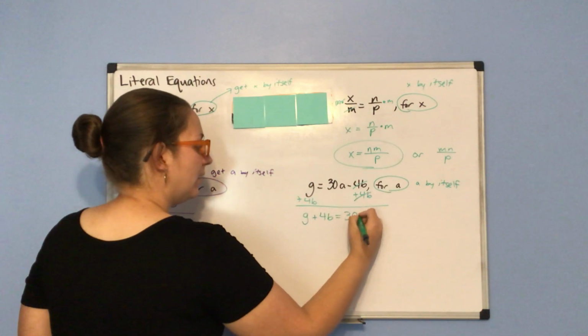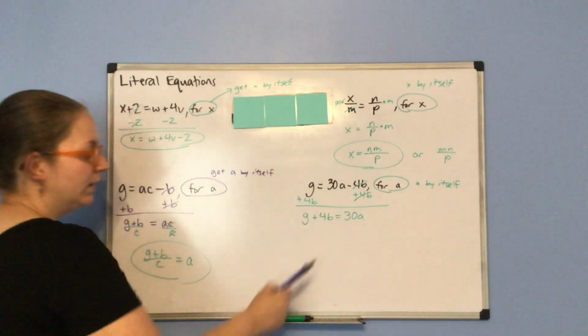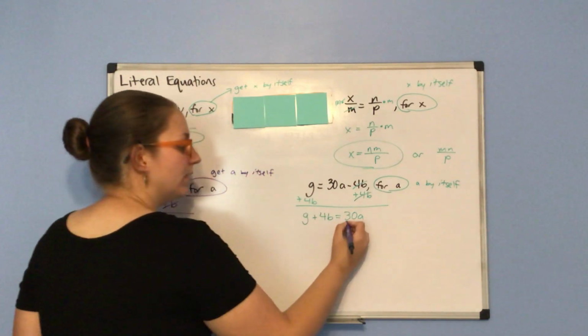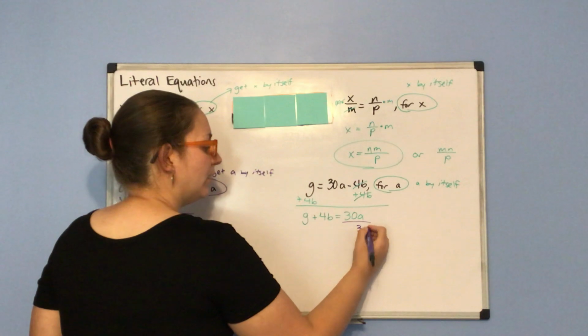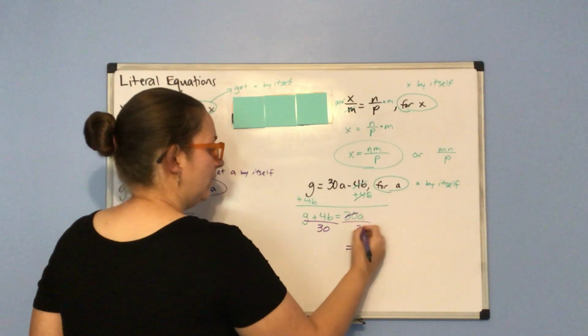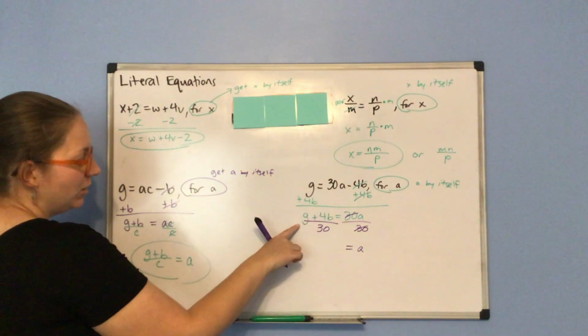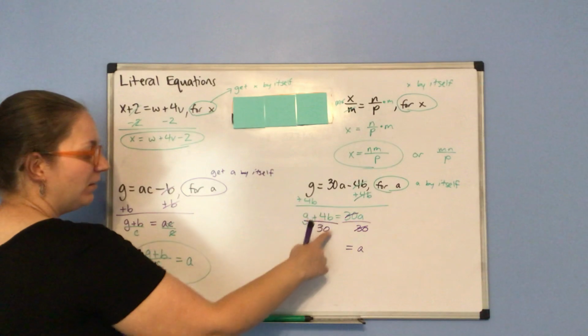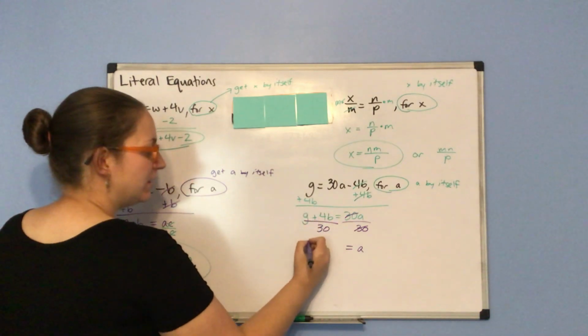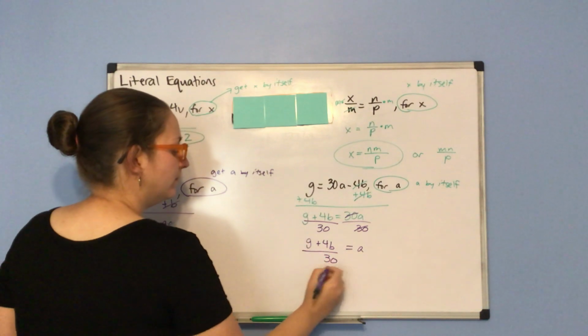This side is still 30a. And then to finish that off, that's 30 times a. To undo 30 times something, I divide by 30. Here I get just a, which is what I want. Here, since I don't know what g is, and I don't know what b is, I can't really do anything to simplify this, so it's just going to stay g plus 4b over 30.